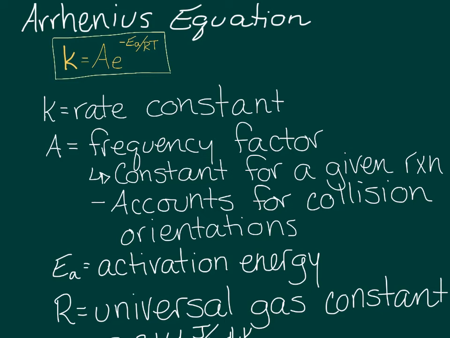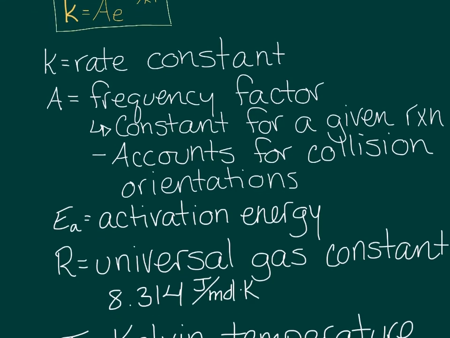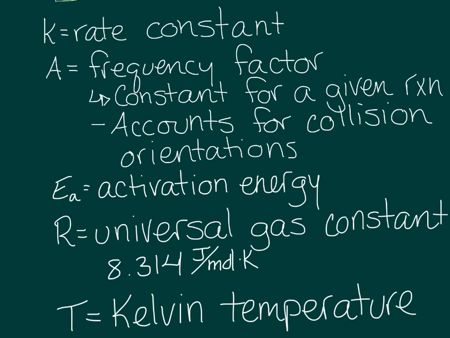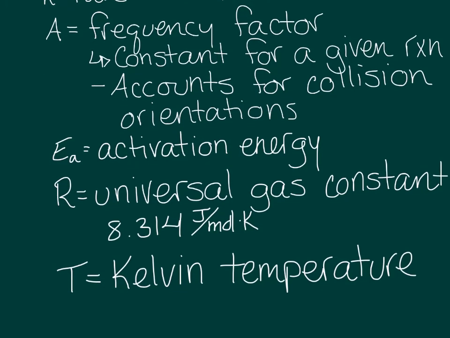A is what's known as a frequency factor. A frequency factor is a constant for a given reaction, and its purpose is kind of to account for the orientation factor in collisions. A relates to the likelihood that a collision will occur with the proper orientation. So the less likely it is, the smaller A is; the more likely it is, the bigger A is. Ea is the activation energy. R is the universal gas constant. In this case, we're using it with units of joules per mole Kelvin, so the value is 8.314 joules per mole Kelvin. And then T is the temperature in Kelvin, and it must be in Kelvin. Degrees Celsius will not work.